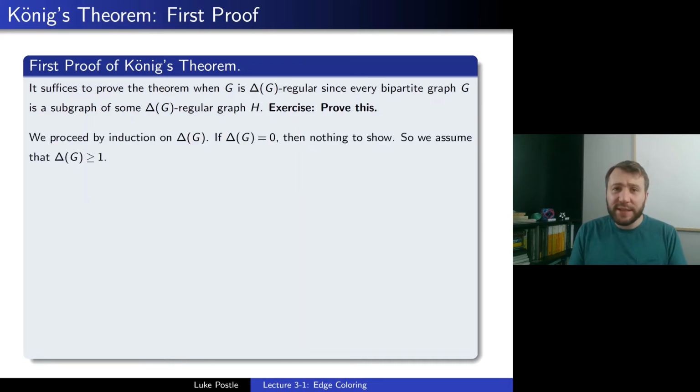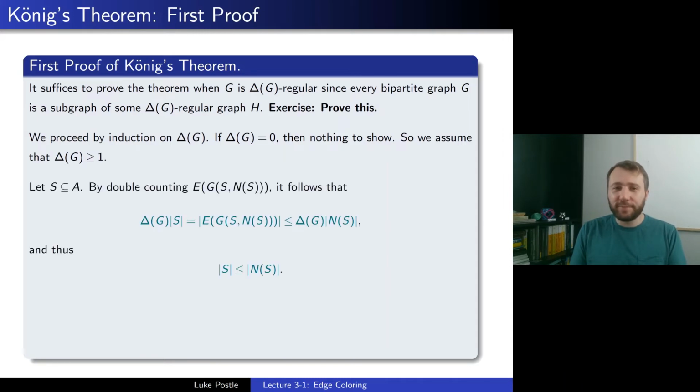And now I'm going to proceed by induction on the max degree. If the max degree is 0, there's nothing to show. There are no edges anywhere, so there's nothing to color. So that'll be fine. Chi prime would be 0. So we assume that delta is at least 1. And then I do the following.